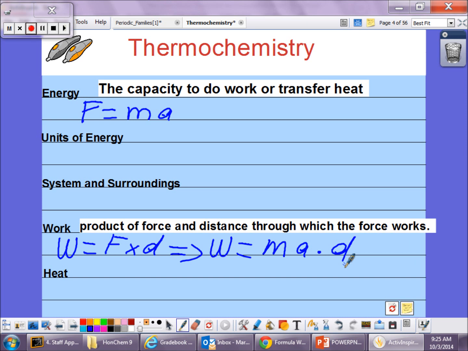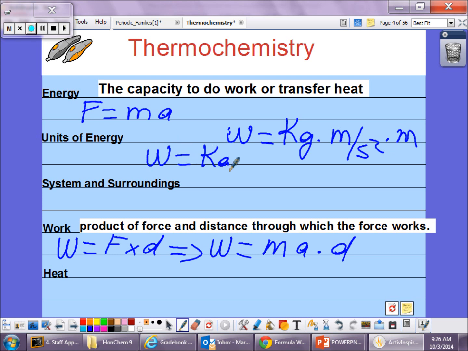So why don't we replace everything by their units? Work equals mass, the unit for mass is kilograms, times acceleration, the unit for acceleration is meter per second squared, times distance, the unit for distance is meter. In other words, the unit for work is kilograms times meter squared per second squared. And this unit we will call the joule, capital J, which is the SI unit for energy. The SI unit for work.